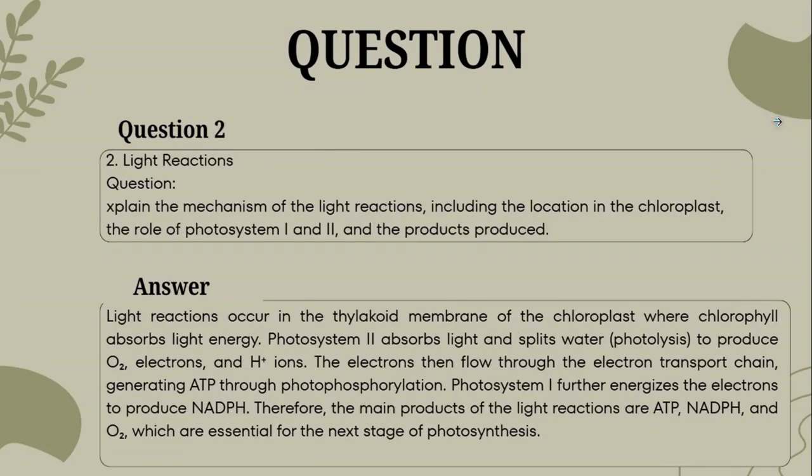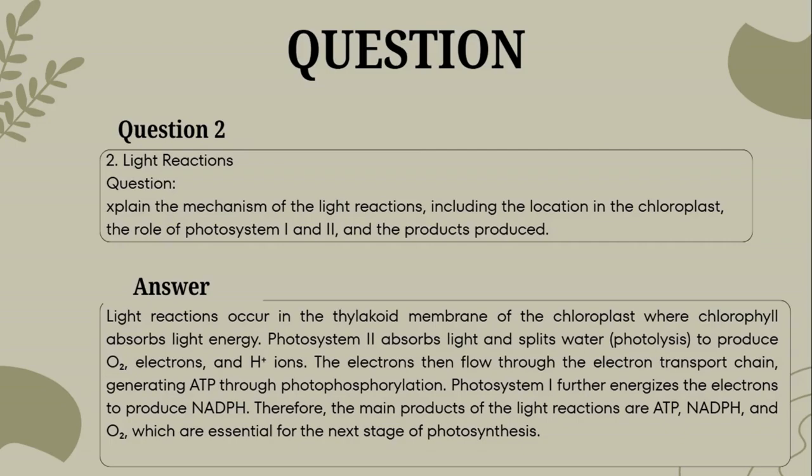The next question about light reaction. Explain the mechanism of the light reactions, including the location in the chloroplast, the role of photosystem 1 and 2, and the product produced. Light reaction occurs in the thylakoid membrane of the chloroplast where chlorophyll absorbs light energy.